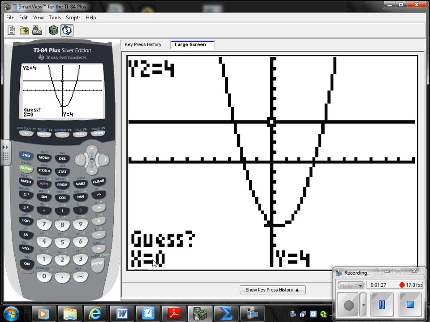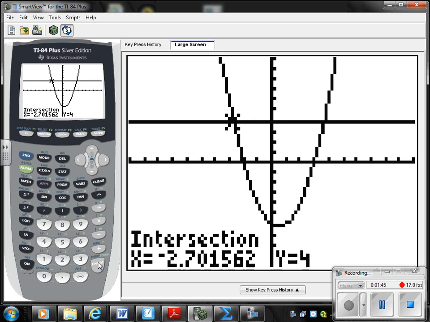And now it's going to ask me for the guess. So depending on which intersection you want to find first, you might want to put your guess closer to that one. Right now, if I hit enter, it should give me this intersection over here, because it looks like this intersection is closer to where I am right now than this intersection. So I'm going to hit enter, and let's see what I actually get. I do. Looks like I get about negative 2.7. So I'm going to do this again. I'm going to write down that negative 2.7.